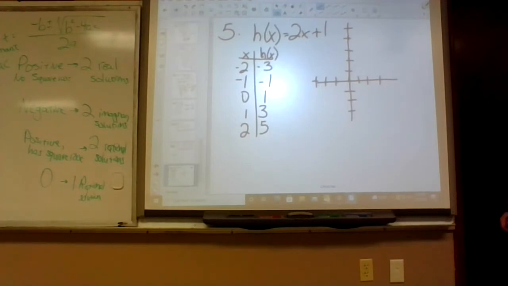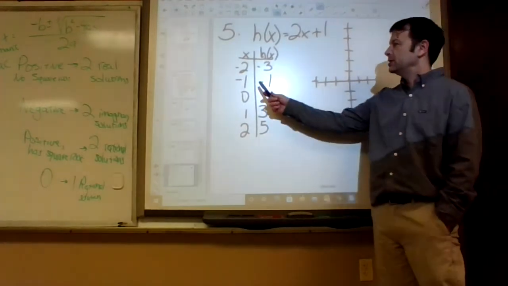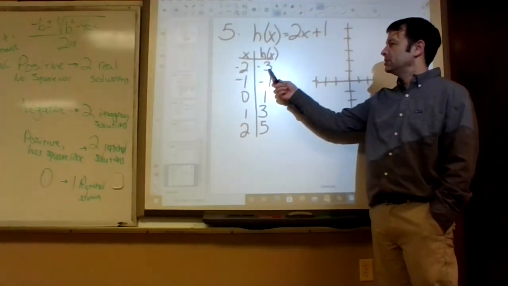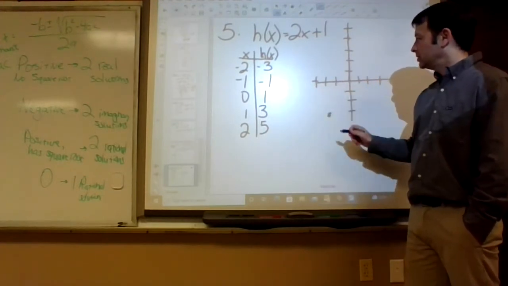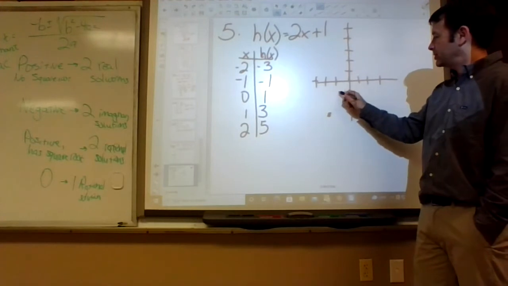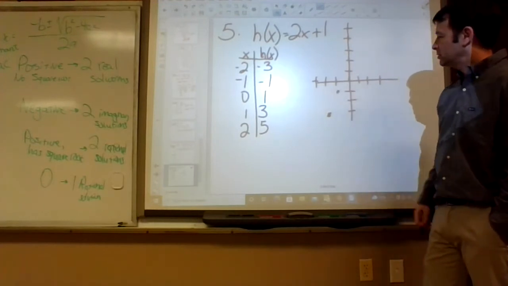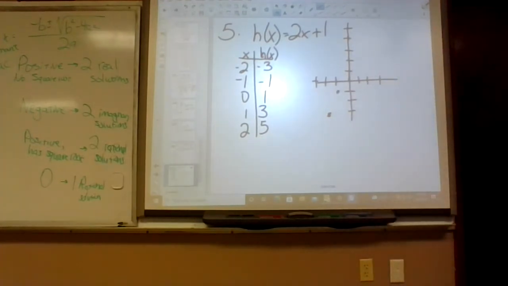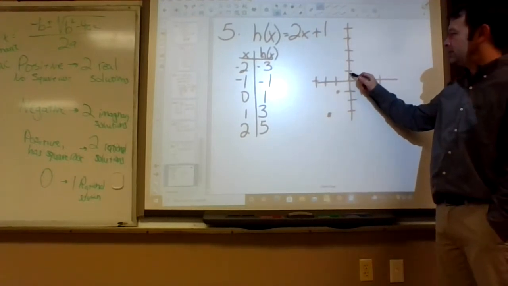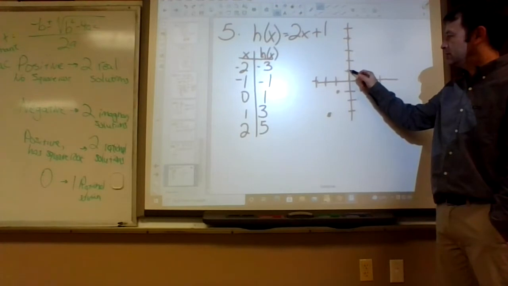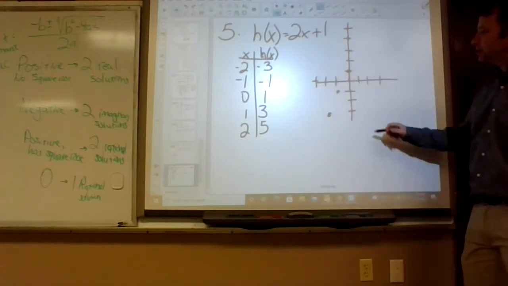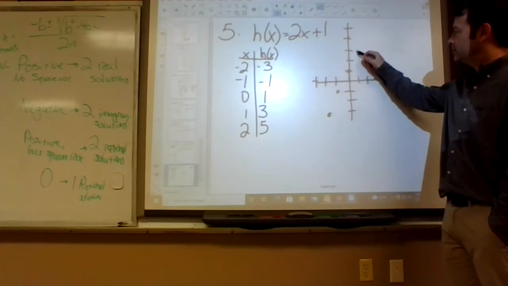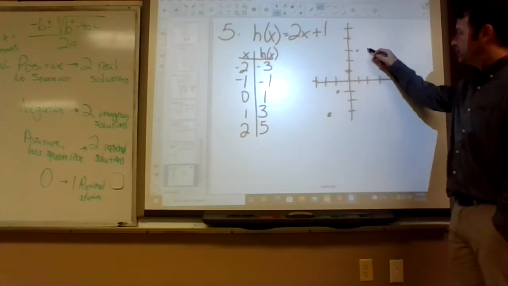Okay, negative 2, negative 3 means left 2, down 3. Right there. Negative 1, negative 1, left 1, down 1. 0, 1 means left to right 0, up 1. 1, 3 means 1 to the right and 3 up. And 2, 5 means 2 to the right and 5 up.